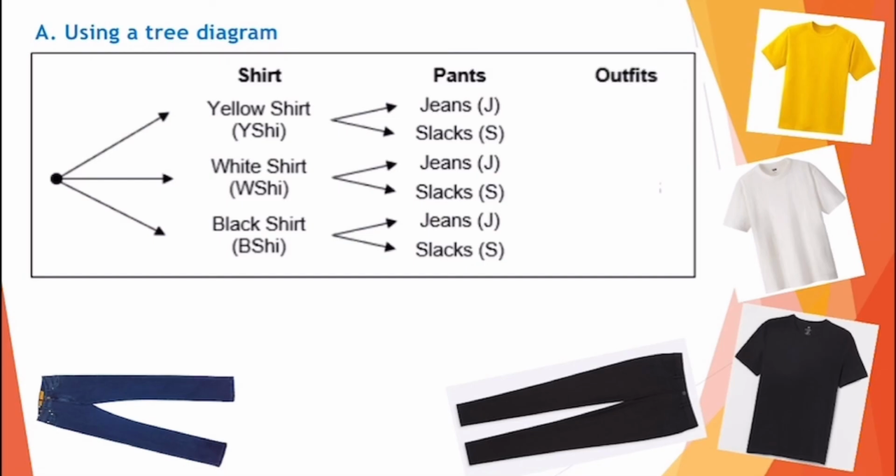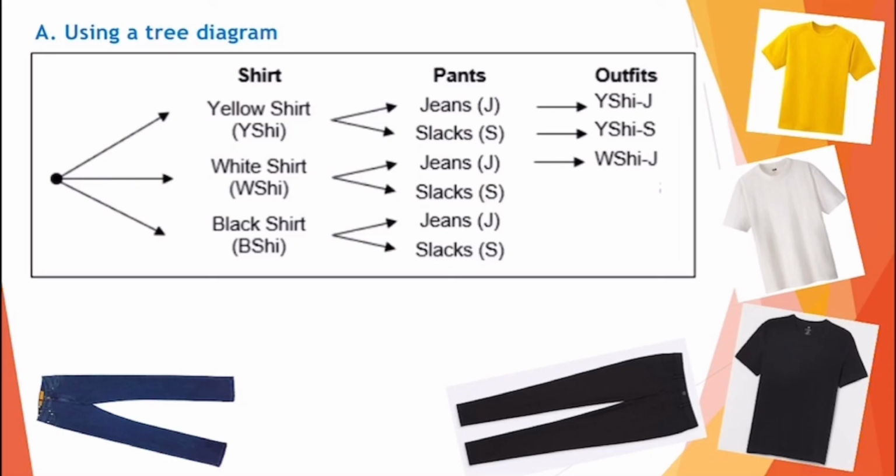For the outfits, if our shirt is yellow and the pants is jeans, we have YCJ, or the yellow shirt and jeans. If the shirt is yellow and the pants is slacks, we have YCS, or the yellow shirt and slacks. Next, if the shirt is white and the pants is jeans, we have WCJ, or white shirt and jeans. Again, we are just writing the code so that we can easily write the possible outcomes.